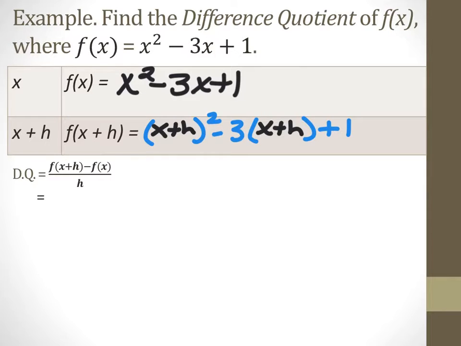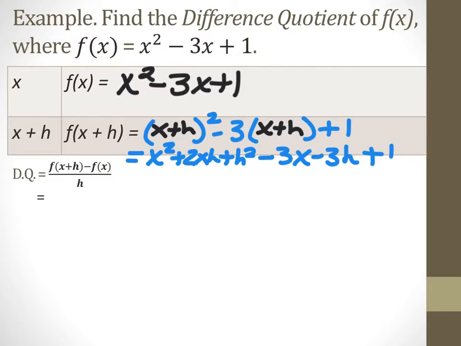Okay. So the first term, x plus h times x plus h, gives you x squared plus 2xh plus h squared, because it's really the quantity x plus h times x plus h, and you FOIL it. Now take that negative 3 and distribute it in, and then that plus 1 comes along for the ride. That entire thing is f of x plus h. Not pretty, but it'll work for us.